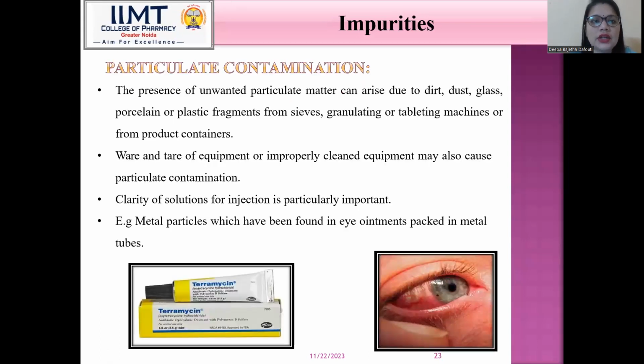In particulate contamination, the presence of unwanted particulate matter can arise due to dirt, dust, glass, porcelain, or plastic fragments from sieves, granulating or tableting machines, or from product containers. This unwanted particulate matter will come from these tableting machines, sieves, or granulating and from product containers.